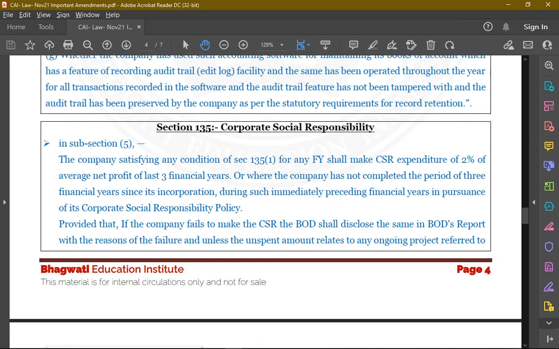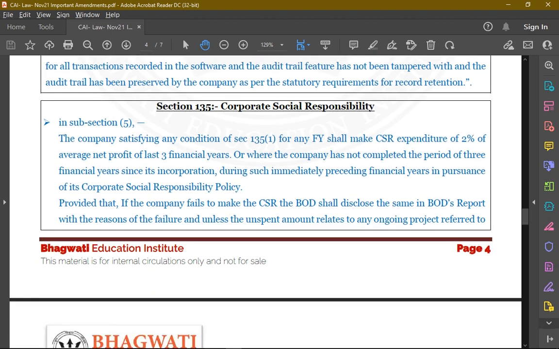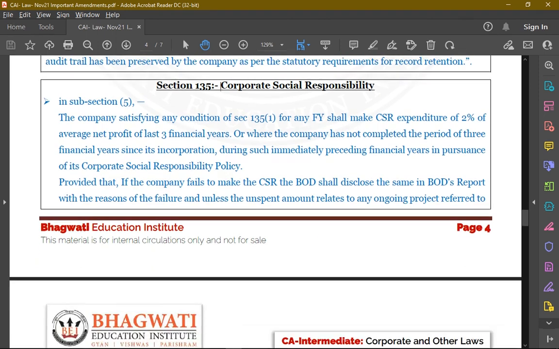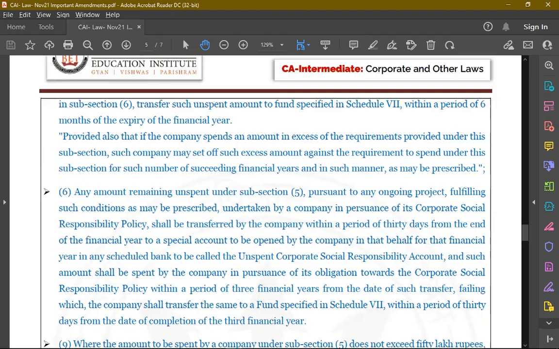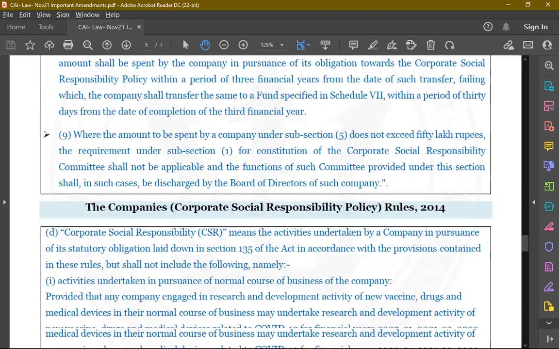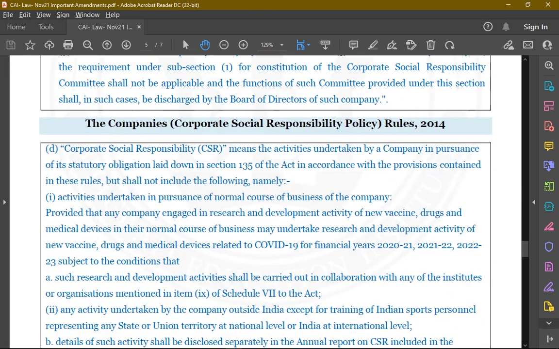And then guys, the lot of amendments regarding section 135 we have learned in detail. Like now you can set off the excess CSR payment. If your CSR contribution is up to 50 lakhs, then you need not maintain the CSR committee. All right, then what if you could not spend the money within the specified time? Then if it is an ongoing project, then how to do? If it is not an ongoing project, then what to do? A lot of things we have done over here, certain rules and certain things.